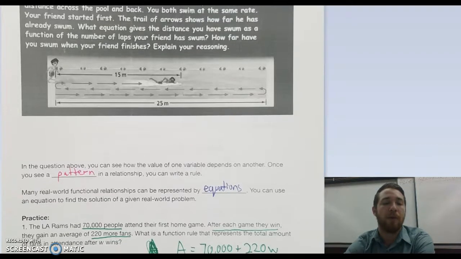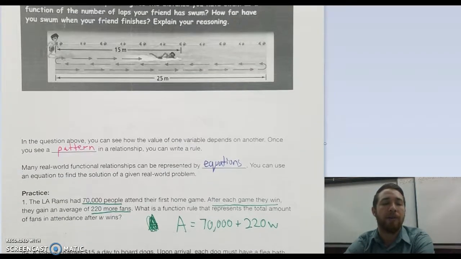And if we're writing an equation for that, again, we just have to decide, what do they start with? They start with 70,000 fans at their first game. And if we're trying to think about how that total could change, we're adding 220 people every time they win. So if I multiply wins by 220, that'll give us the total that we're adding to that 70,000.